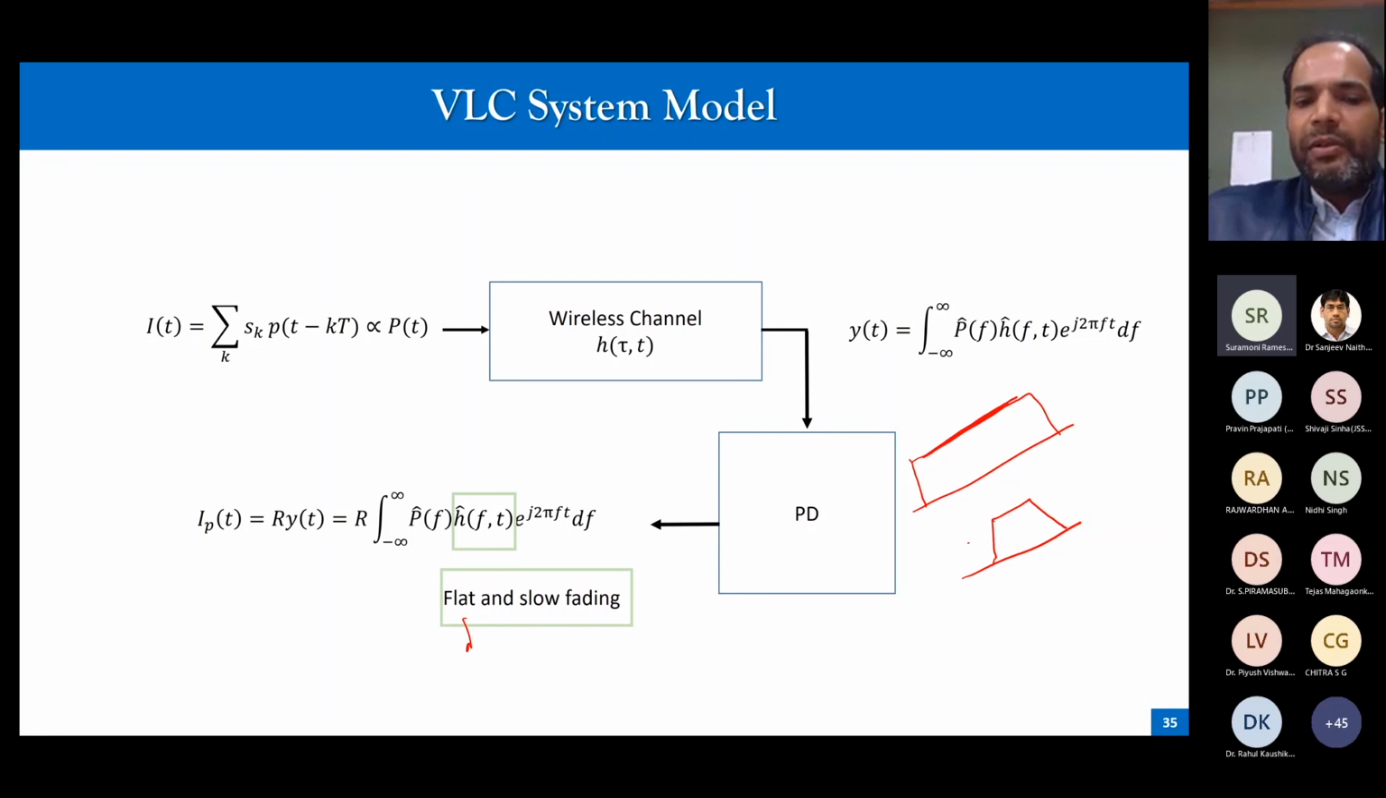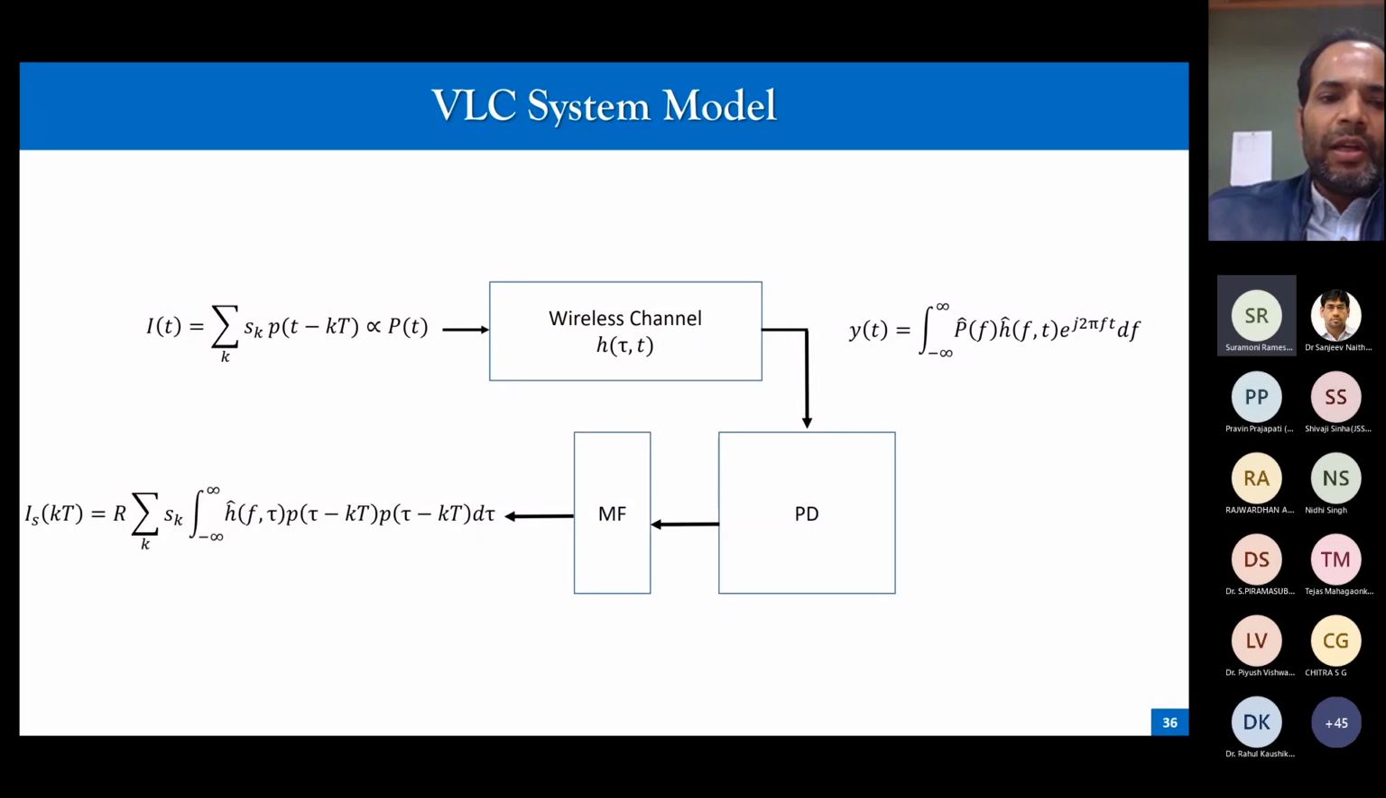Slow fading means this frequency response also does not vary very suddenly, it varies very slowly. So if the signal is for a certain time duration, let's say 1 nanosecond, if I am feeding one signal or pulse of 1 nanosecond, then my channel will remain constant up to 1 millisecond. So that is the meaning of slow fading. So if I assume flat and slow fading, under that assumption, I can carry out this expression.